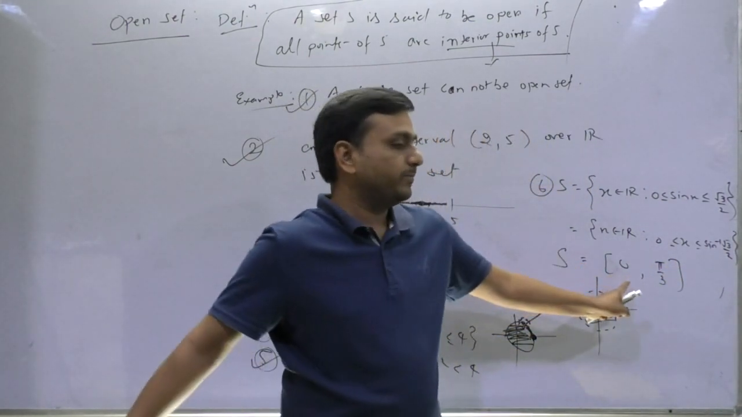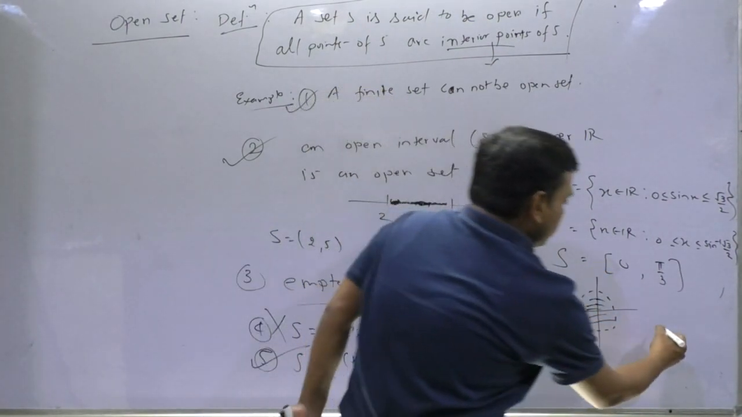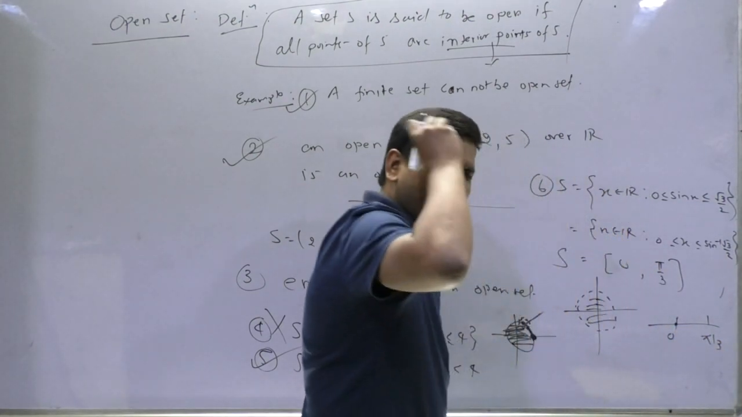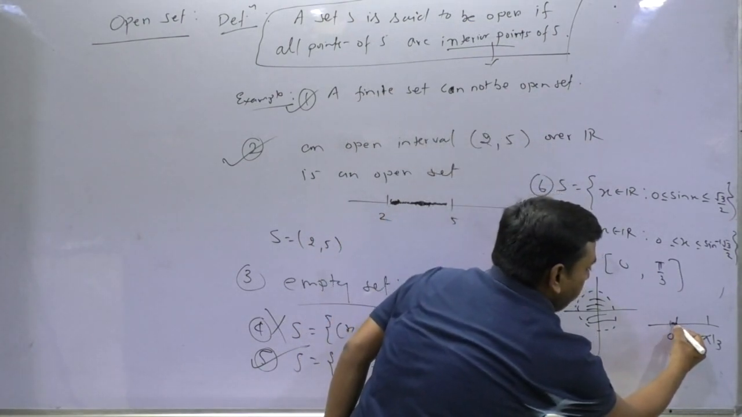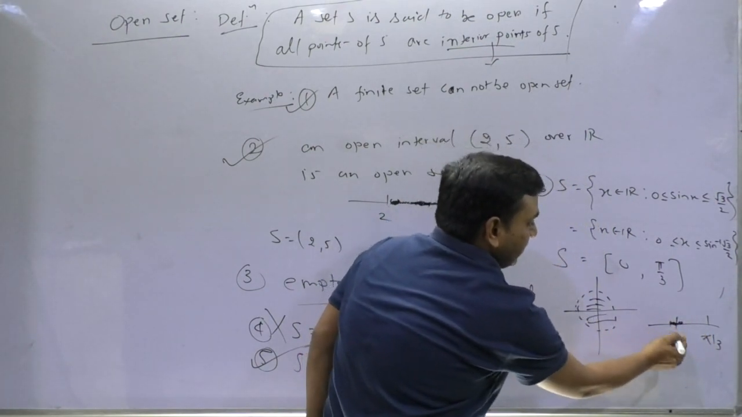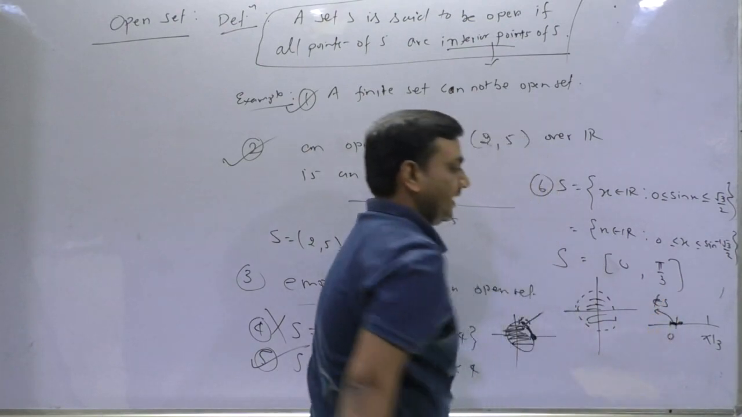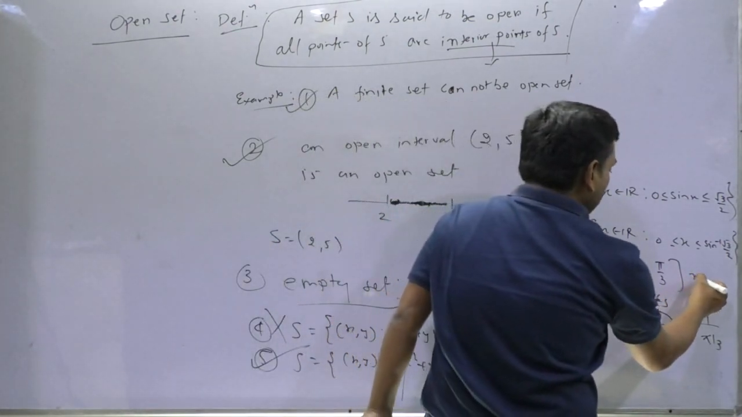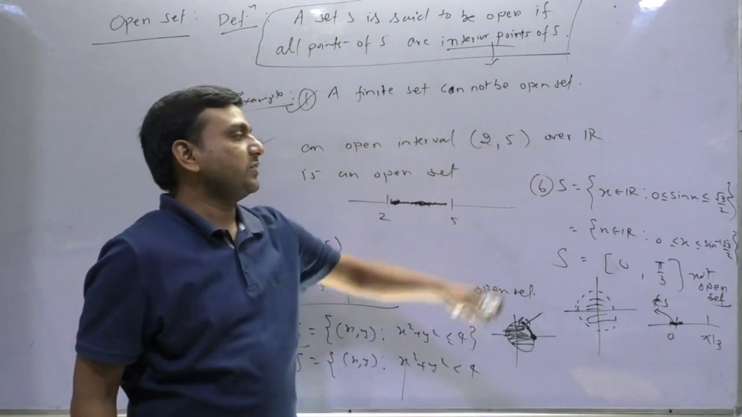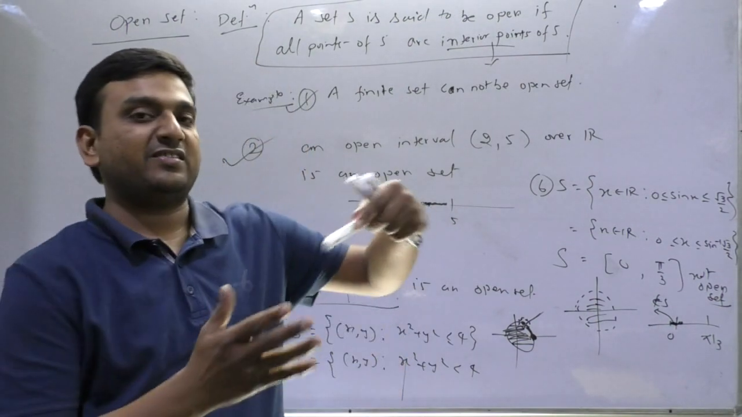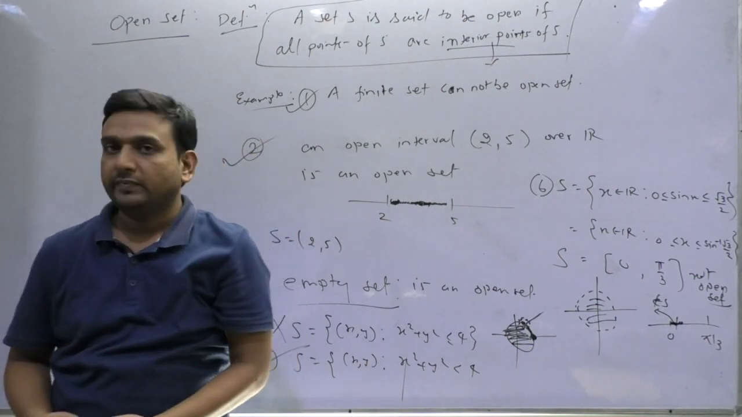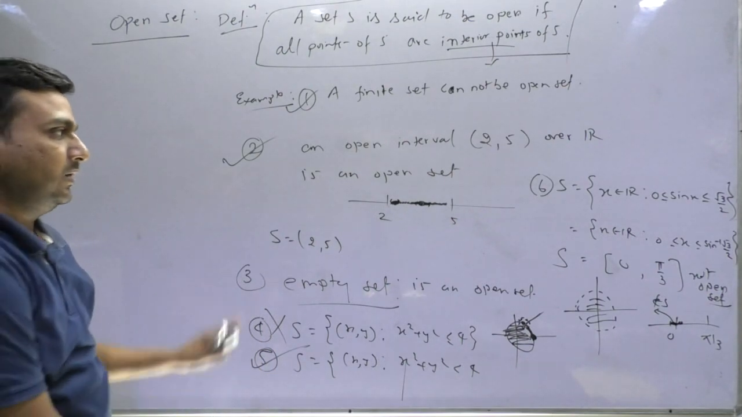So what is S here? S is the interval from 0 to pi by 3. If I keep any ball of any small radius, it will contain points on both sides; although some of these points are in S, other points do not belong to S. So this S is not an open set. Getting my point? Such questions are expected in your exam as the pattern is shifting, and that is why I am focused on elaborating all these concepts.